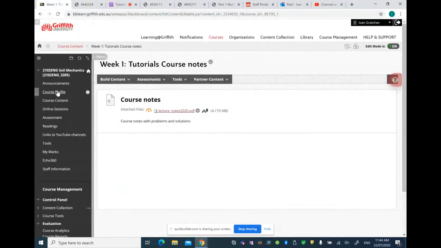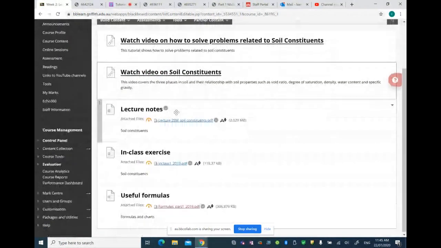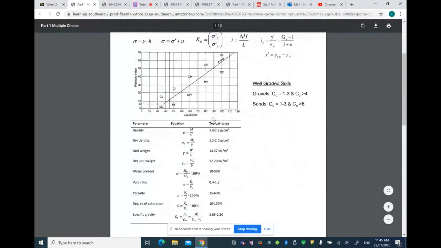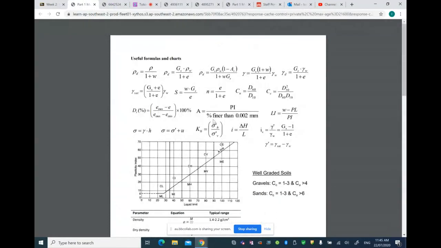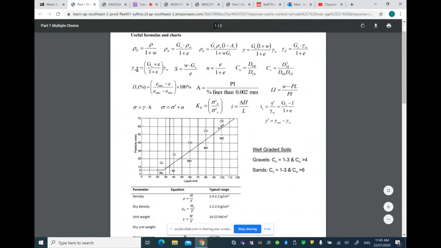Another thing, if you go to constituents, today's lecture, there are some videos and lecture notes. The exercise that we're going to do is also recorded, and this is useful formulas. So this is just the first part, first 2 pages. Typically, I would print it out and give it to students when we have face-to-face lectures. So you see formulas for density, saturated, degree of saturation, relative density, all here. So you can just download from there.